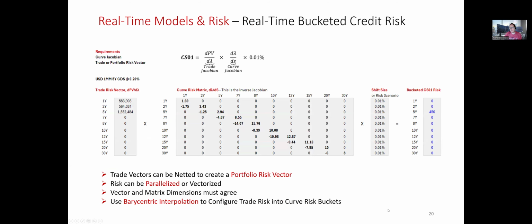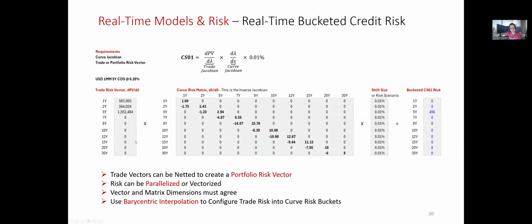Now, let's have a look at the output of everything. So real-time bucketed credit risk requirements. We need a curve Jacobian, and we need a trade or portfolio risk factor. So for CS01, we take the trade Jacobian, multiply by the curve Jacobian, and then times 1 basis point. Now, what some people commonly do, you can see the trade risk factor, these quite large numbers. This is a 1 million notional 5-year CDS, and this is the trade risk factor. This looks a lot better if you scale. You could scale the trade Jacobian by this 1 basis point straight away, and then instead of having 3 multiplications to do, just have 2. So sometimes this looks better if you include the 1 basis point in the trade risk factor, but you don't have to.